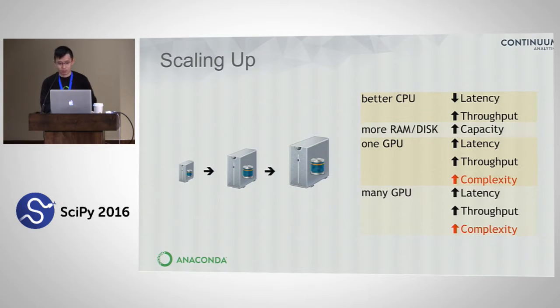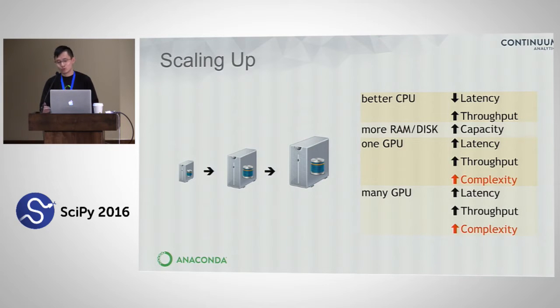So when you scale up, just getting a better CPU, getting more RAM, more disk, that's the simple way. Decrease latency, easily increase throughput, same OS. You don't have to change your programming model. You just get performance for free. Not free, you still have to buy your hardware.